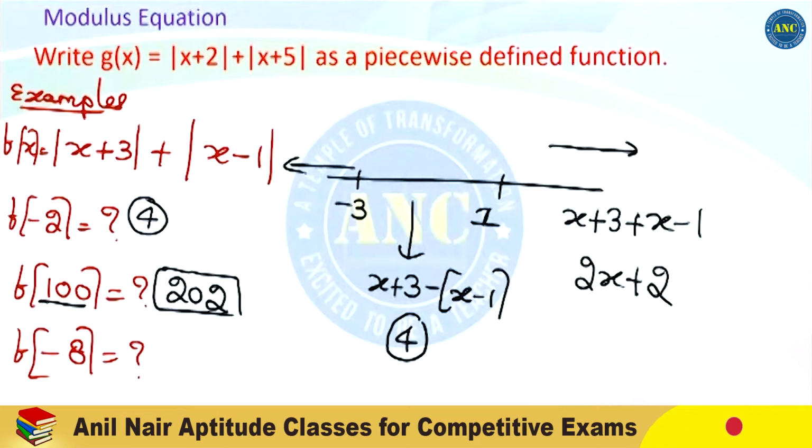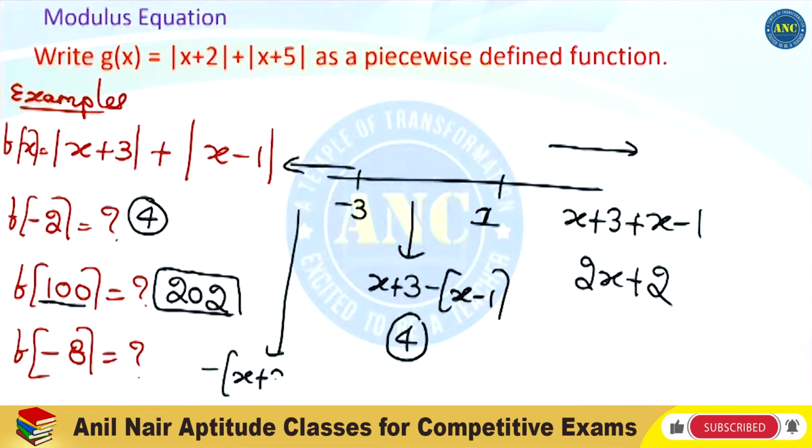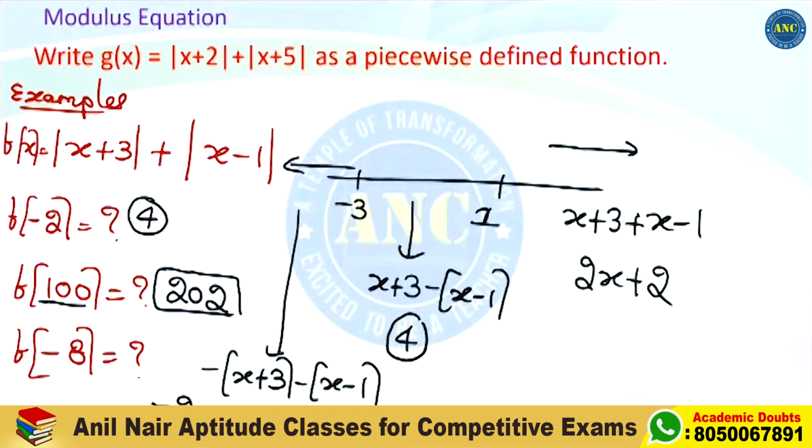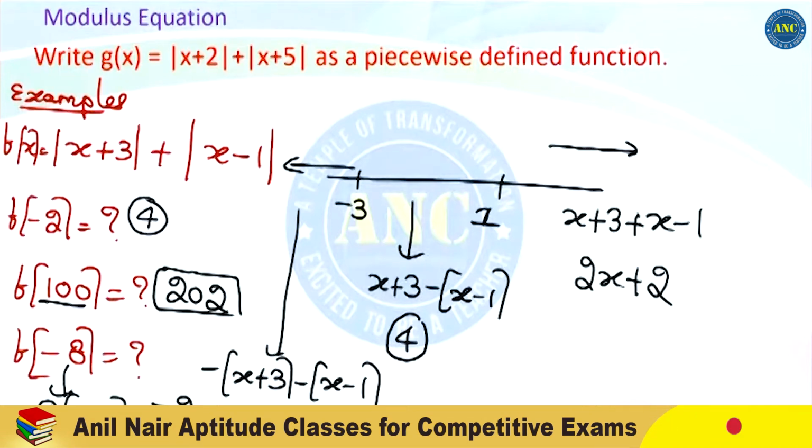Anything to the left of minus 3. Let me take minus 5. Minus 5 plus 3, minus 2, negative. Minus of x plus 3. Minus 5 minus 1, again negative. Minus of x minus 1. So minus 2x minus 3 plus 1. Minus 3 plus 1 is nothing but minus 2. So the answer is minus 2 into x plus 1, minus 2 into minus 7. Answer is nothing but 14.